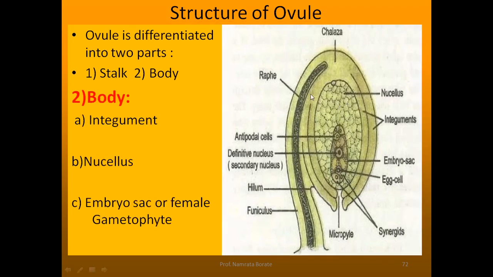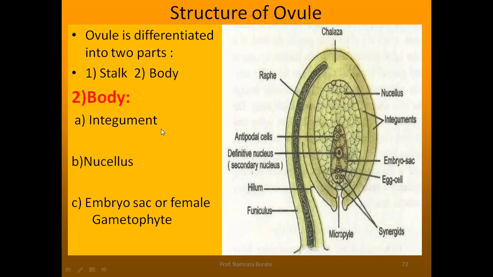The second part we see in the structure of ovule is the body. The body consists of two parts. The first one is the integument. The second one is the nucellus, and inside the nucellus there is the formation of the embryo sac, also called the female gametophyte. Let's start with the first one.